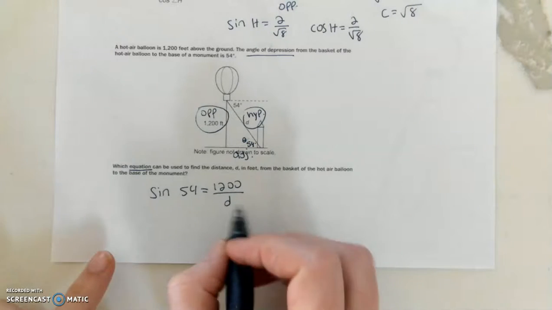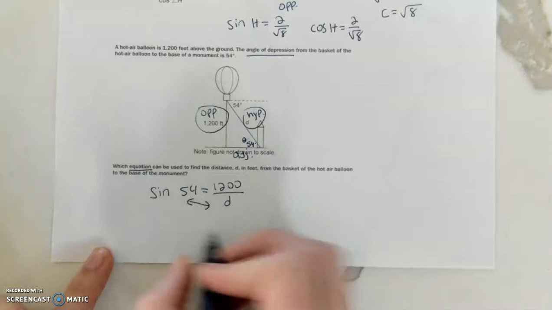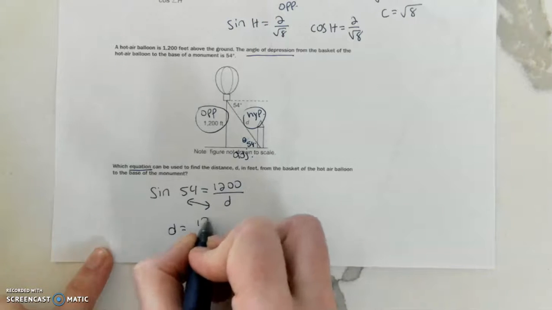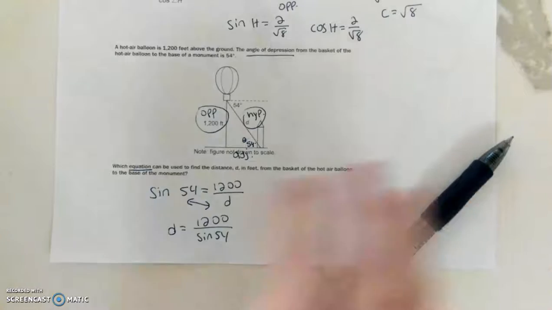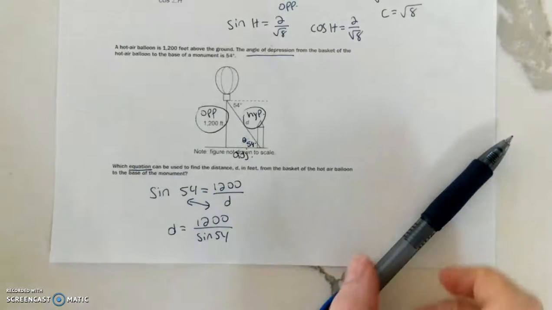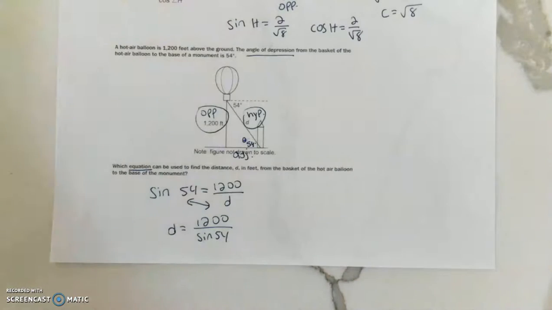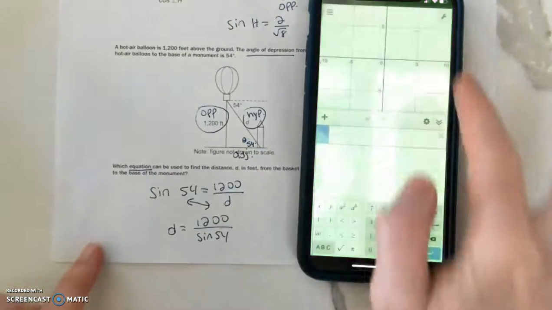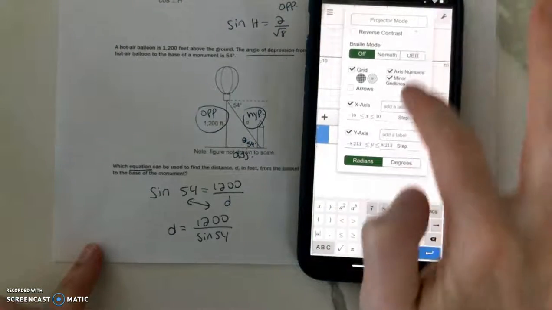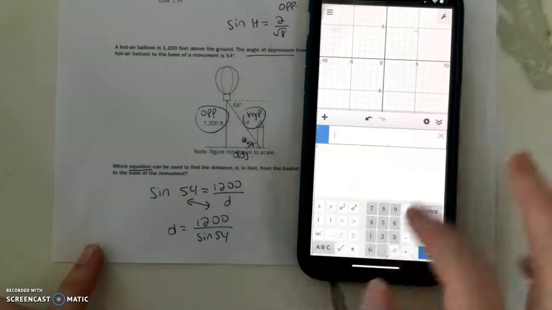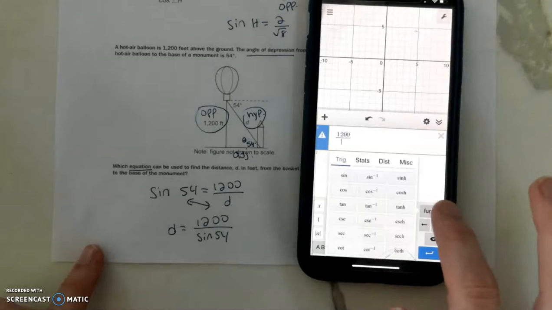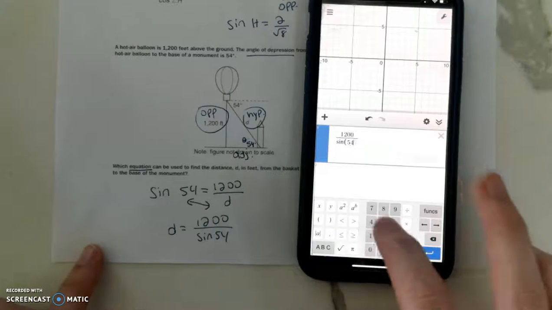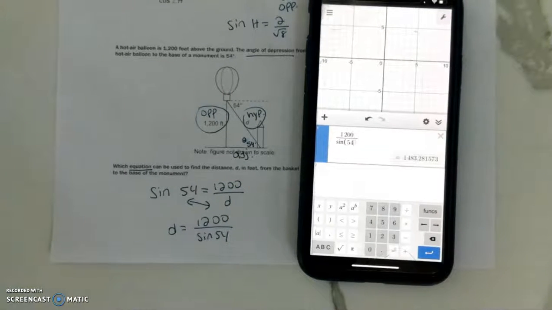So my variable's on the bottom, so I'm going to switch it with the trig function and say that d is equal to 1,200 divided by sine of 54. And let's plug that into Desmos really quickly because I'm running out of time. And that way you can see. Again, make sure you're in degrees. All right, 1,200 divided by function sine 54. So that is our distance right there, 1,483 feet.